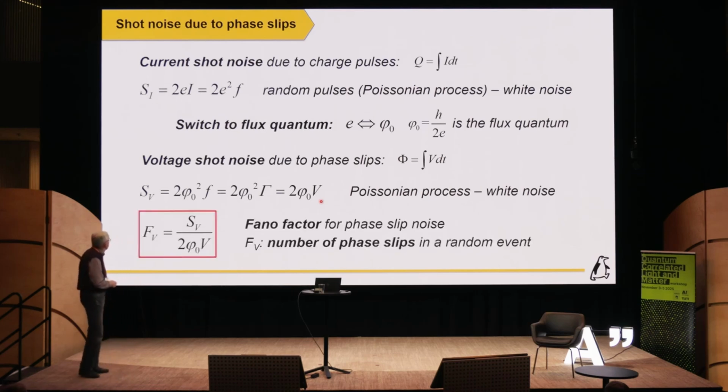And then this ratio: if you measure your noise and divide it by the Poissonian noise given by this formula here, then you get the Fano factor for the voltage noise. And this Fano factor would be a measure of the number of quanta that you have in one phase slip.